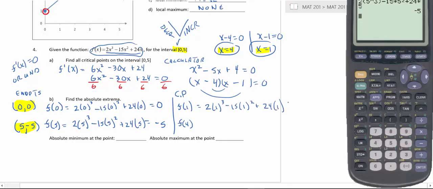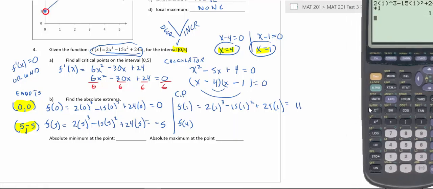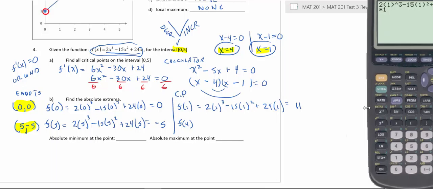And I'm going to just speed up and calculate that. You can put it in exactly like this: 2 times 1 to the third minus 15, and you can do whatever you want in your head, by the way. This is not very hard to do. Okay, and then plus 24 times 1. So you could actually do this one in your head. So that's going to give 11. So that ends up giving a point, (1, 11). So I'm going to write that point down, and then I'm going to highlight that as another possibility.